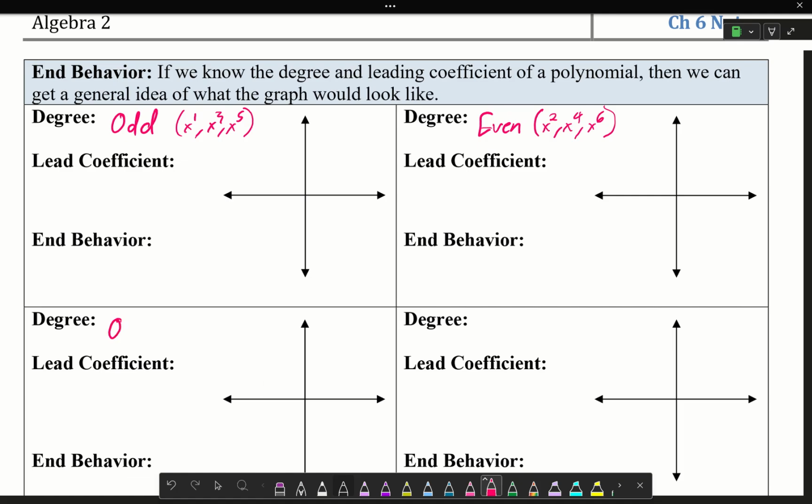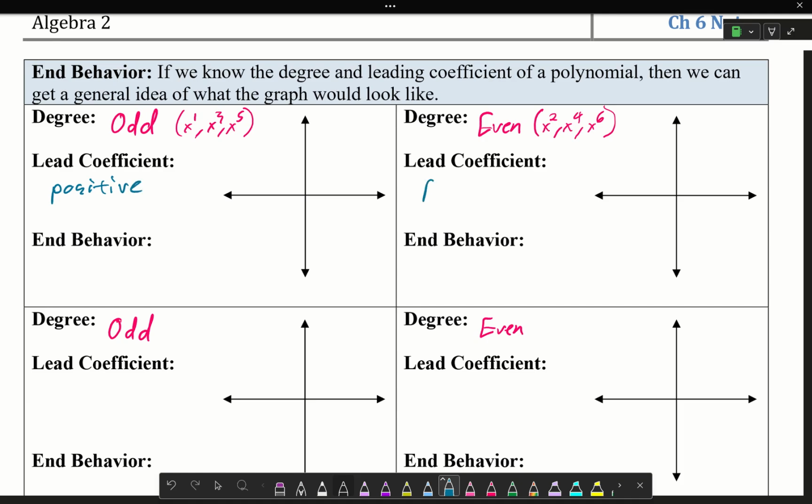Okay, so I'm going to pop the same thing down here, odd and even. We can do all the odds on the left and the evens on the right. Now, the other things that we need to look at, in addition to whether a graph has an odd or even degree, would be the leading coefficient. We have two possible cases, and that's the case of the leading coefficient being positive.